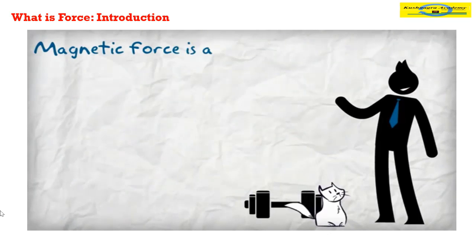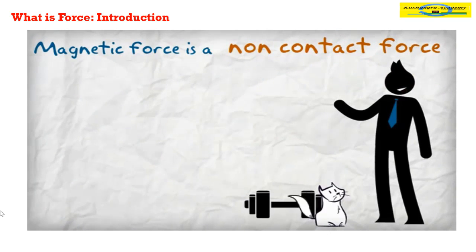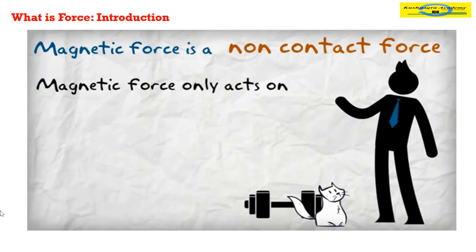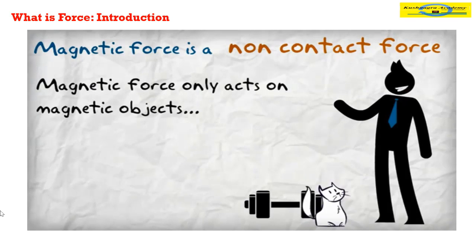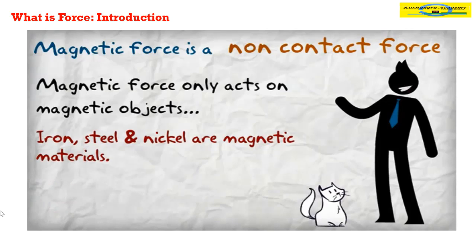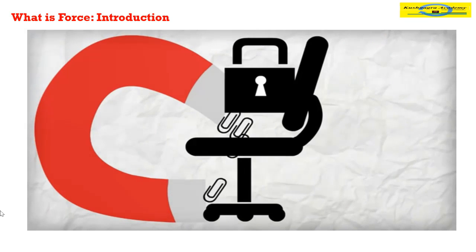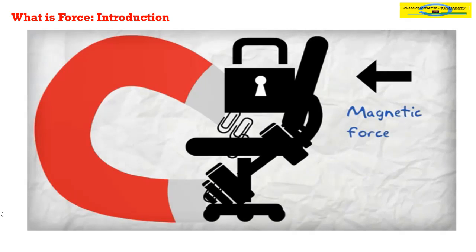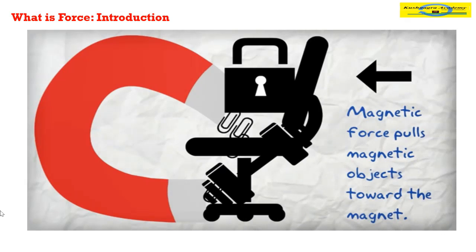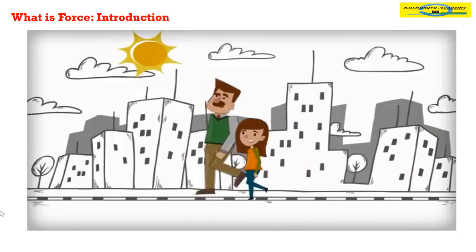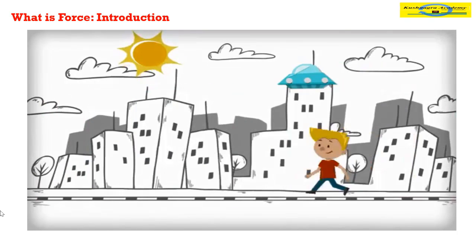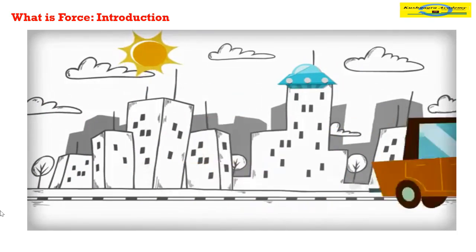Magnetic force is a non-contact force. Magnetic force only acts on magnetic objects. Iron, steel and nickel are magnetic materials. The force of magnetic attraction pulls the magnetic object towards the magnet. The interaction of forces makes the world we live in the way it is.